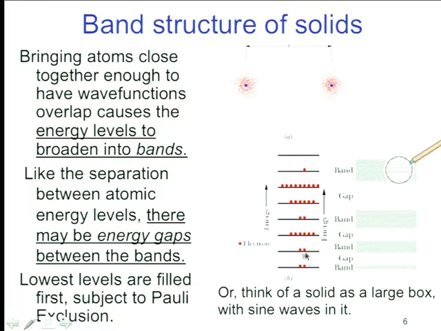Now, this 2s state can hold 2 electrons, but lithium only has 1. That means it's got only 1 electron in this band, and so it's got a lot of empty lanes to run in, and so lithium is a very good metal.